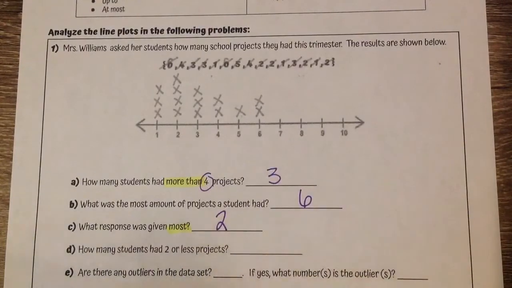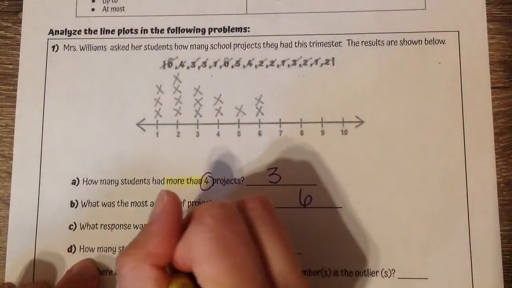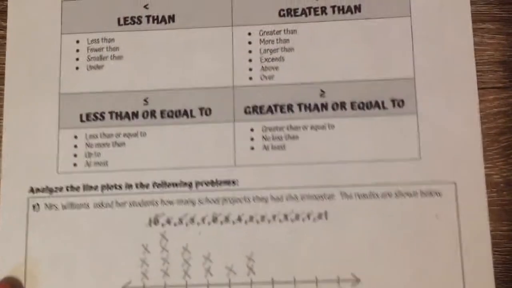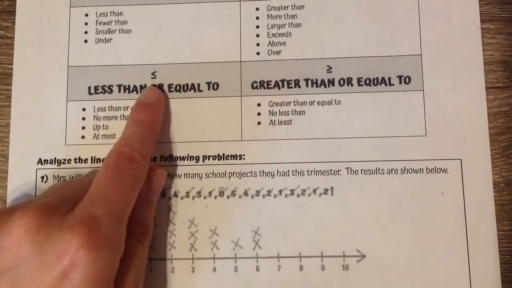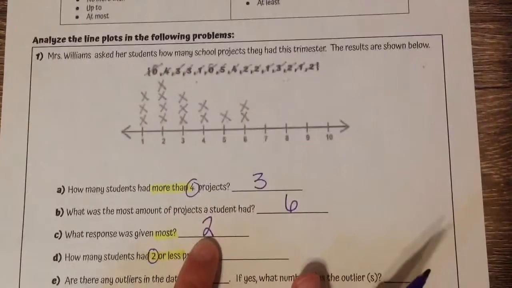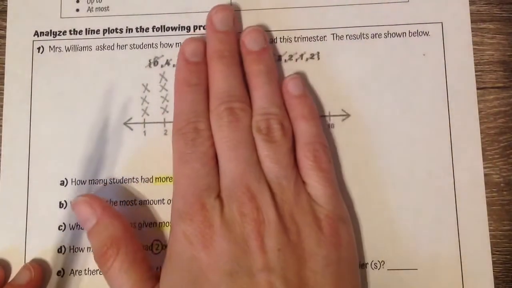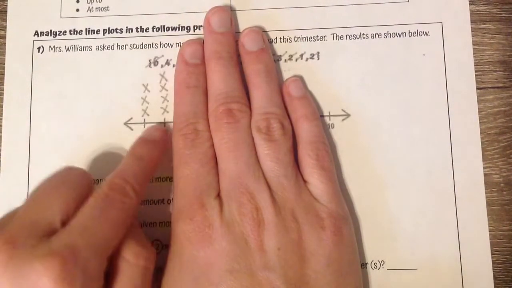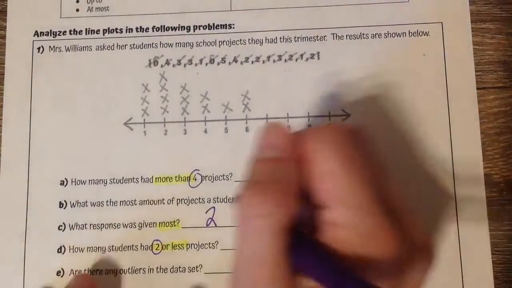How many students had 2, I'm going to circle that, or less projects? Okay? So 2 or less is kind of the same thing as saying it's equal to 2 or it's less than that. So that's our less than or equal to, which means that 2 is included in the answer and anything less than that. So 3, 4, 5, 6, that's not included. 2 projects or anything less than that. So 1, 2, 3, 4, 5, 6, 7 students.